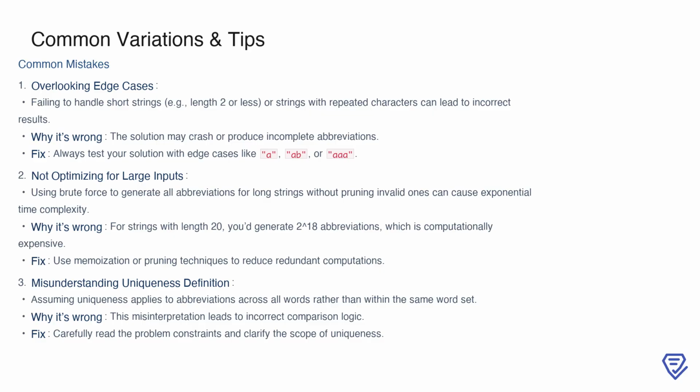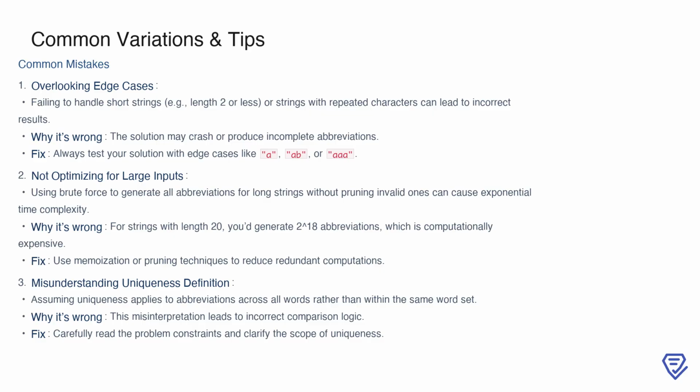Next, failing to optimize for large inputs is another issue. Using a brute force approach to generate all possible abbreviations for long strings can quickly lead to exponential time complexity. For instance, a string of length 20 would generate over 260,000 abbreviations, which is computationally expensive. To avoid this, you can use techniques like memoization or pruning to eliminate unnecessary computations.